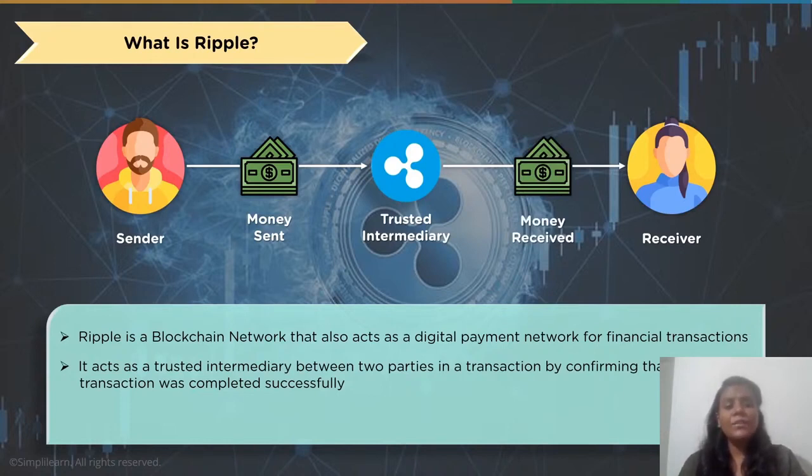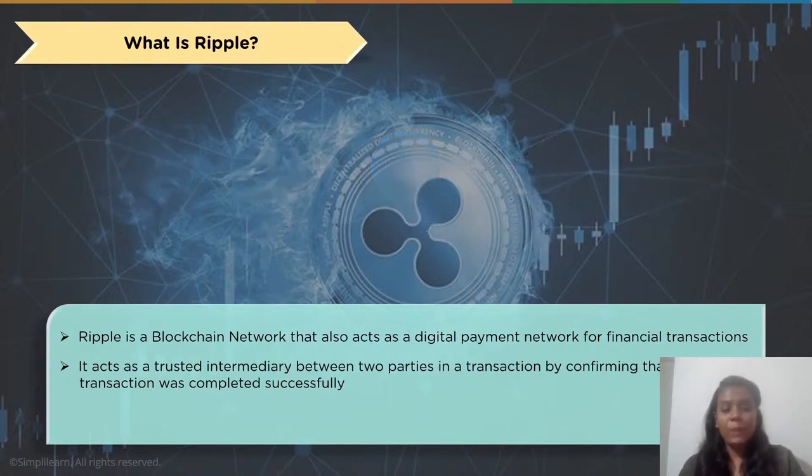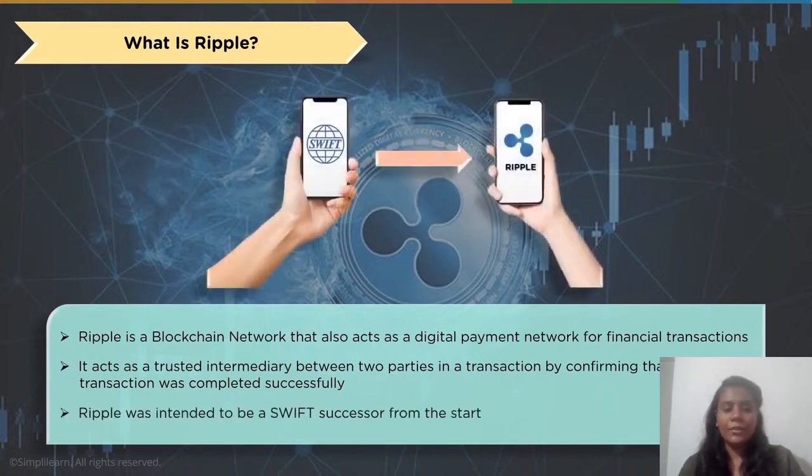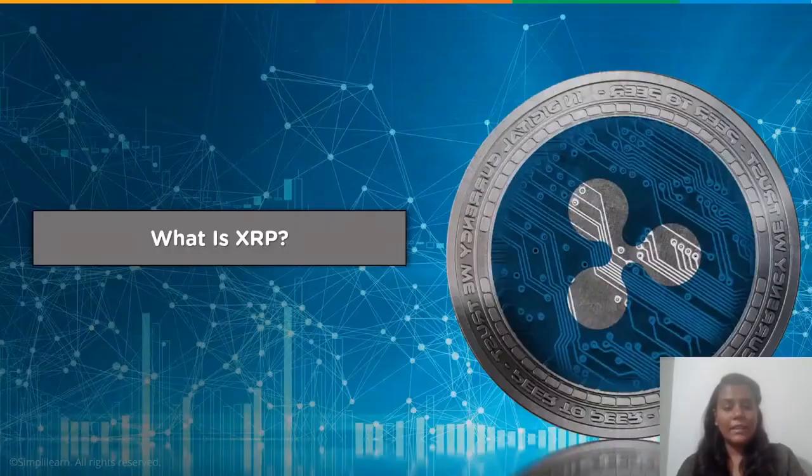So when users utilize the network to make a transaction, the network takes a modest charge in the form of XRP. And Ripple was built from the ground up to be a successor to SWIFT, a leading money transfer network, or to otherwise replace the sentimental layer between large financial institutions. So this raises the question of what is XRP. So let's have a look at it.